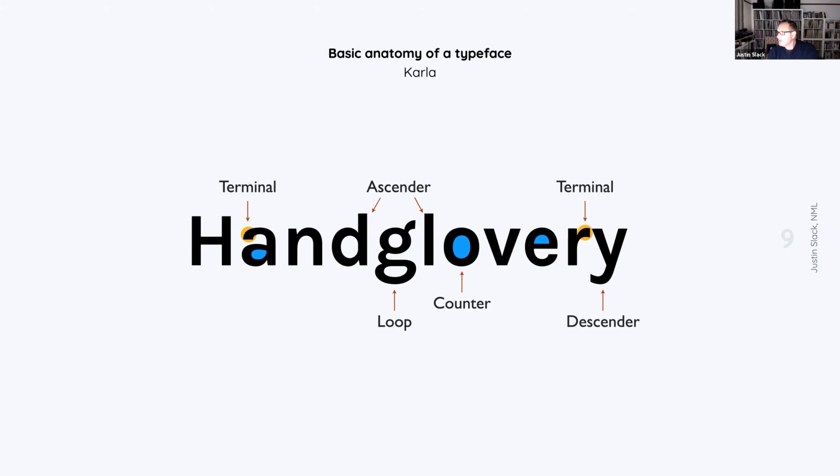So these are the type terms that we need to get familiar with. Terminals, how do we end a curve? Ascenders, what is above the height of the other letters. Descenders, what is below. A loop, where we have a closed element at the bottom, and then a counter, which refers to the shape inside particular letters. The reason these are important is that they all combine to form readability and legibility for different typefaces.